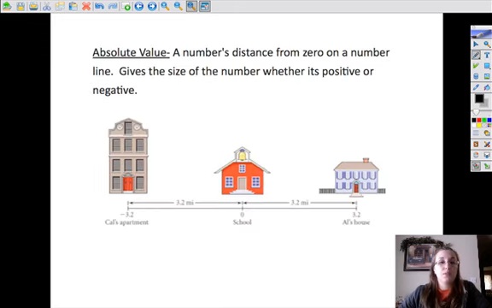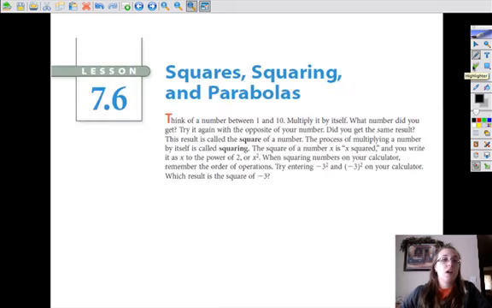And then the last thing we talked about was absolute value, and we talked about this example with Cal and Al where absolute value just tells you the distance from 0 on a number line. So it doesn't matter if it's positive or negative. So for example, the absolute value of -5 equals 5, and the absolute value of +5 equals 5, because they're both 5 away from 0 on the number line. So what we're going to talk about today is squares and squaring and parabolas.